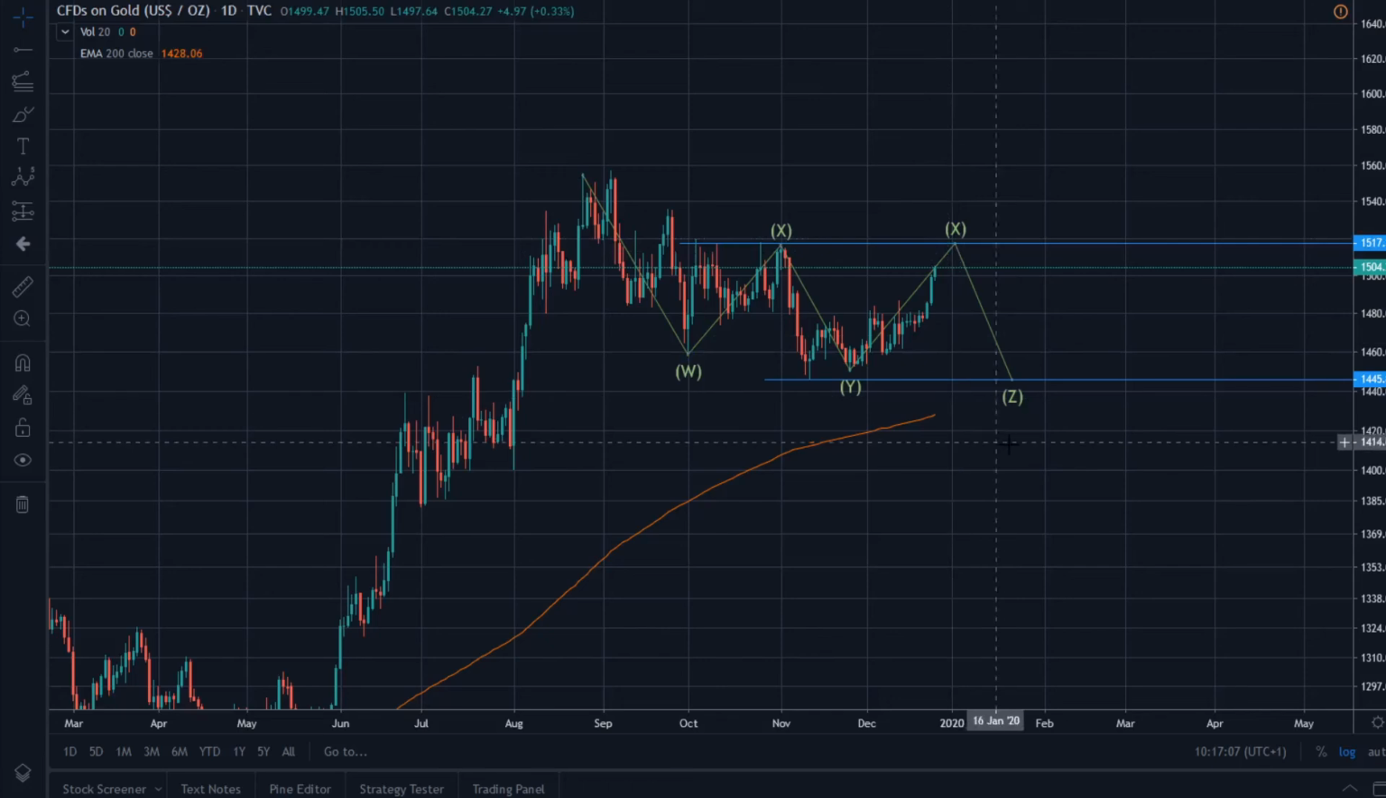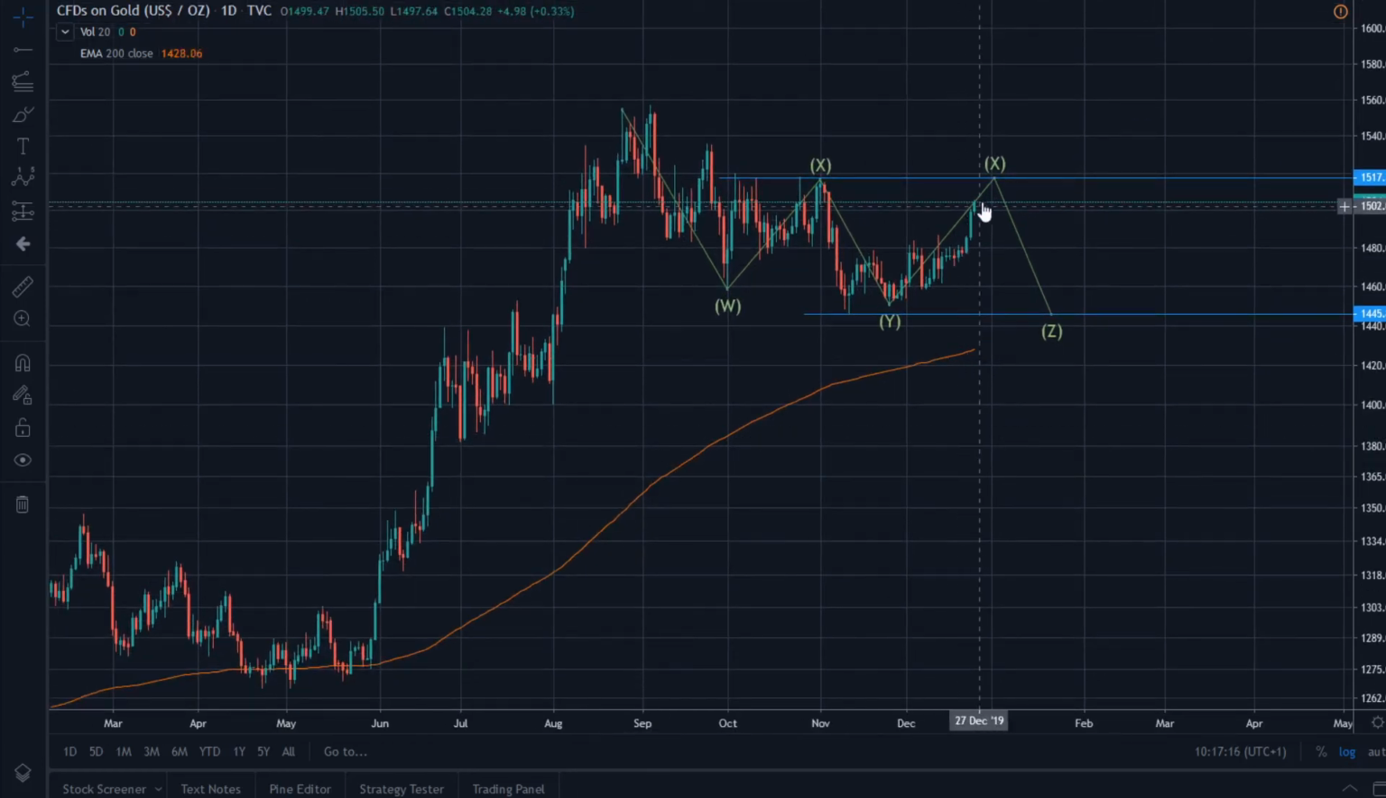Right now, as I said, there's, in my opinion, no satisfactory possibility to count all of this, and we will just have to wait. We are just a couple of days away from New Year's Eve, so there's a possibility that gold might go up a little bit higher.